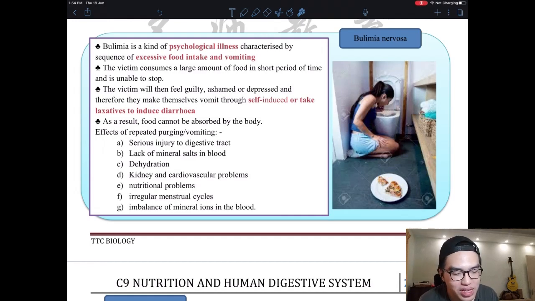So bulimia is excessive food taking and vomiting. You eat, you feel guilty, you scratch your throat and you puke it out, or you take laxatives to get rid of it. The victim consumes a large amount of food, you binge, and then feels guilty, ashamed, depressed. They take self-induced vomiting or laxatives to induce diarrhea.